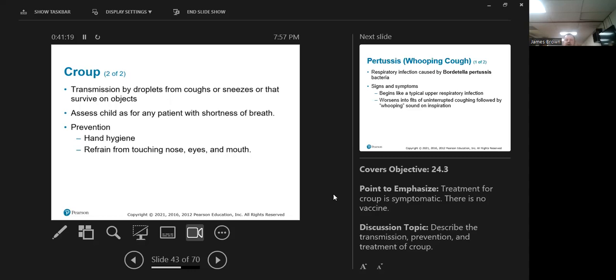Transmission is by droplets, from coughs or sneezes, that survive on objects. Assess someone with croup as you would any patient with shortness of breath. We want to see how much it is affecting their respiratory drive. Prevention: hand hygiene, and refrain from touching the nose, eyes, and mouth. If you have children yourself, and you respond on a kid that has croup, you want to take some measures to make sure you're not taking it home to your kiddo.